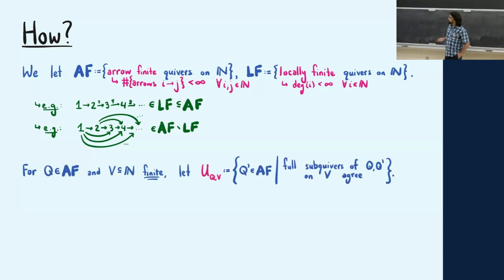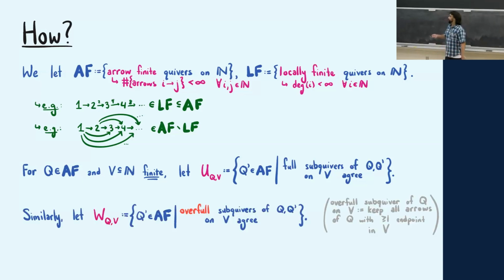Okay, and so what am I going to do here to define these topologies I talked about? I'm going to talk about quivers that sort of look like my quiver on a given large full subquiver. So formally, you pick some finite set of natural numbers. Typically, you want to think about this as being kind of large, and you collect all the quivers Q prime, which agree with your quiver Q on that full subquiver induced by those vertices.